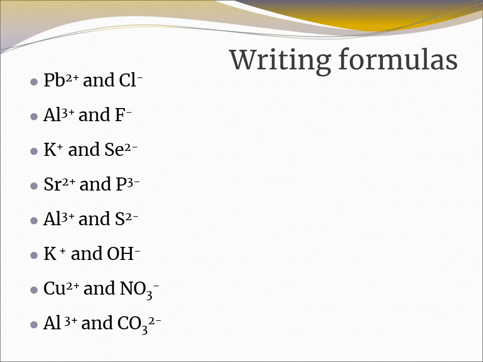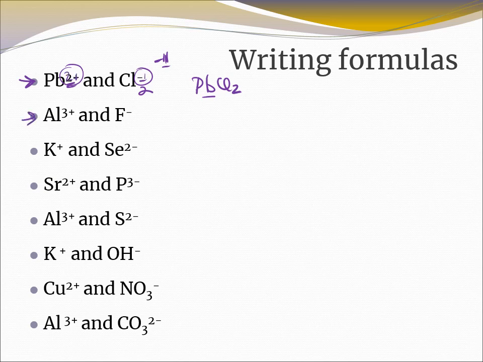Let's practice writing some formulae by balancing those charges, finding that net charge of 0. Our first example is Pb2+ and Cl-. I have lead with a charge of +2, chlorine with a charge of -1. If there's not a number there, we assume an invisible 1. +2 -1 don't balance out yet. I need another -1 so that +2 -1 -1 balance out to 0. To do that, I need 2 chloride ions. So my formula will be PbCl2, 2 chlorines to every 1 lead.